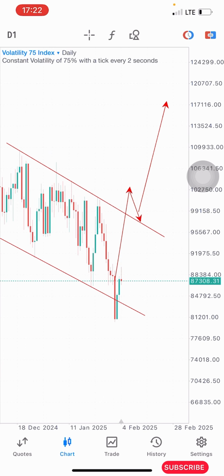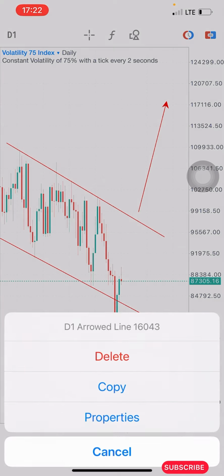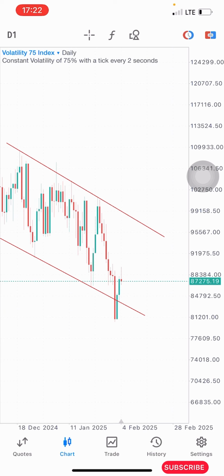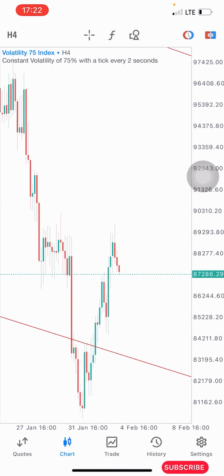But because this is the daily time frame and I can't wait for that long, this is going to take days to meet up with my setup. Because of that, I'm going to step down to the 4 hours time frame to see what I can get there.